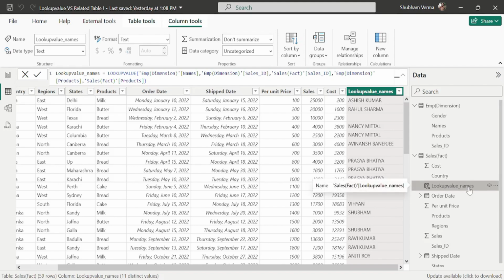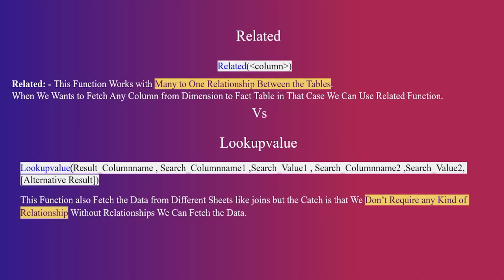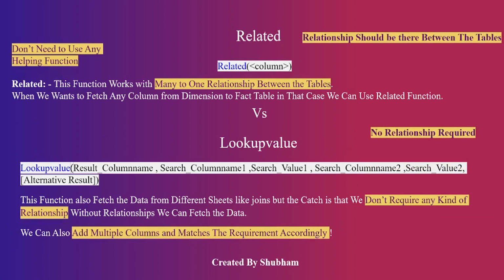And now let's read the definition and differences. The RELATED function works with a one-to-many relationship, or you can say many-to-one. When we want to fetch any column from dimension to fact, in that case we can use the RELATED function. And this LOOKUPVALUE function, guys, also fetches data from different sheets, like different kinds of joins and the VLOOKUP formula in Excel. But the catch is that we don't require any kind of relationship. Without a relationship, guys, you can use this LOOKUPVALUE function, but the RELATED function can't work without a relationship.